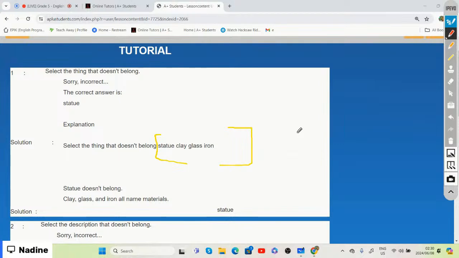All right, and if we were to choose one that does not belong there, then definitely we will choose statue. Glass, clay, iron, those are things that are related to one another.